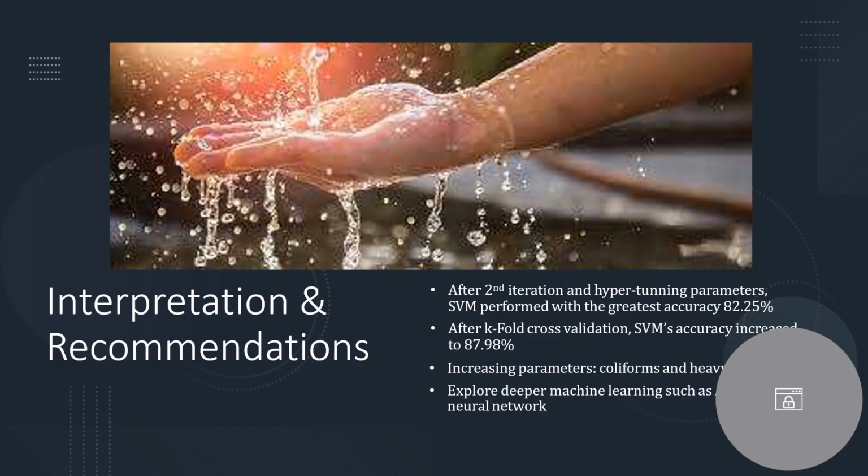From this project, the recommendations and interpretations are as follows. As we discussed, with the second iteration and hyperparameter tuning, SVM performance started at 82.25%, and after cross validation it increased to 87.98%. Water has three types of parameters to test its potability: physical, chemical, and biological. We have not focused mostly on the biological parameters like coliforms, or chemical ones like heavy metals. If these were also included in the data set, the accuracy might be even better, and we could also work deeply on neural networks.